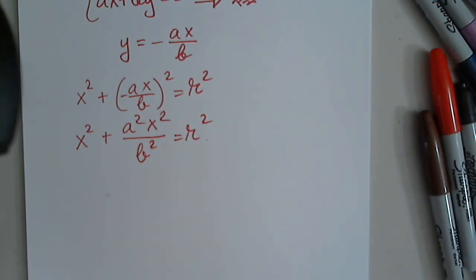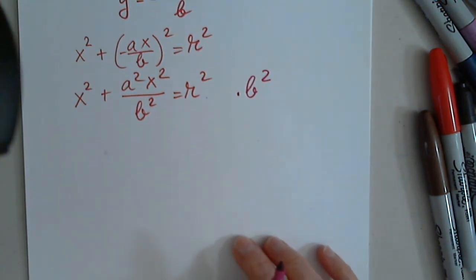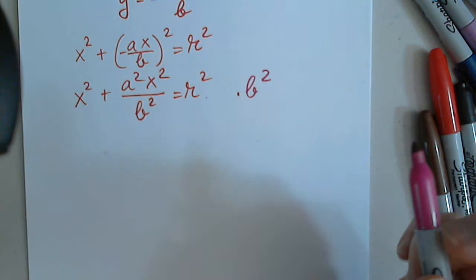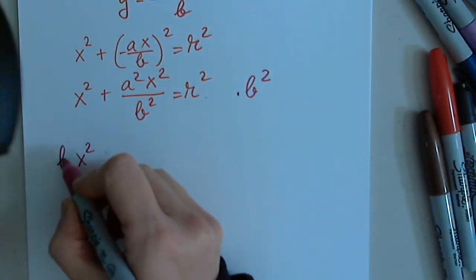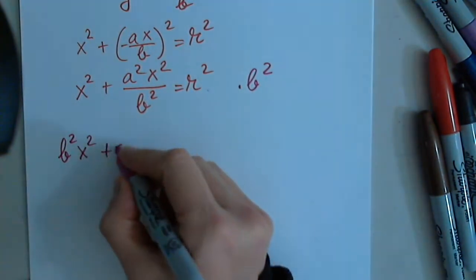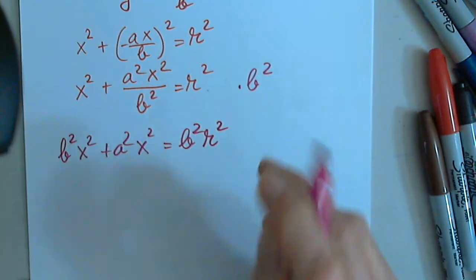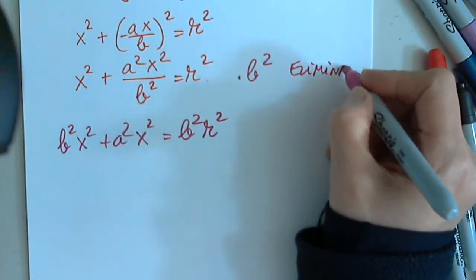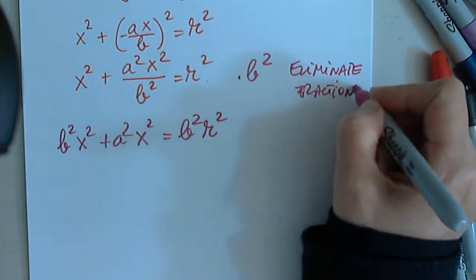Anyone else? You multiply by b squared? Great job. Very good. Assuming b is not 0, of course. So then we have x squared, b squared x squared, plus a squared x squared equals b squared r squared. Perfect. Eliminate fractions. Very good. Perfect. Next.